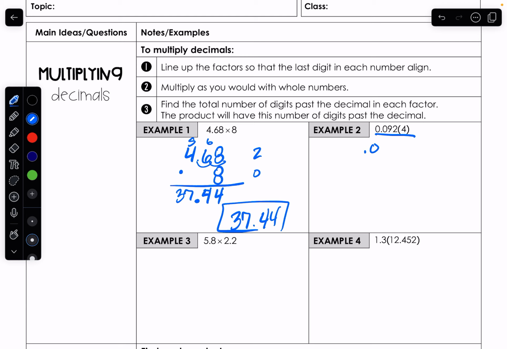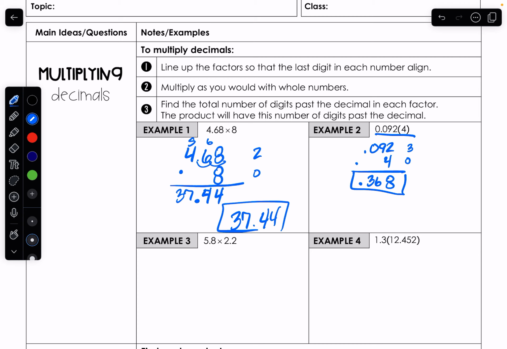So we have 92 thousandths times 4. Now, we know multiplication can be done either way. So whatever makes it easier for us, we're going to have the smaller number as our multiplier, not our multiplicand. So we're going to multiply. 4 times 2 is 8. And then 9 times 4 is 36. There's no regrouping here. There's no carry. There's 3 decimal places here, 0 here, so a total of 3 in the answer.